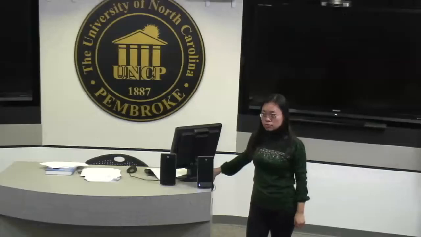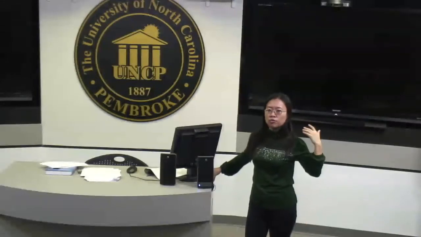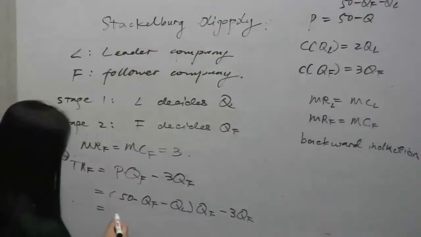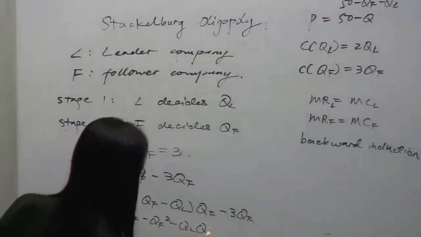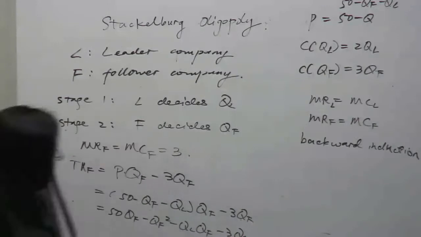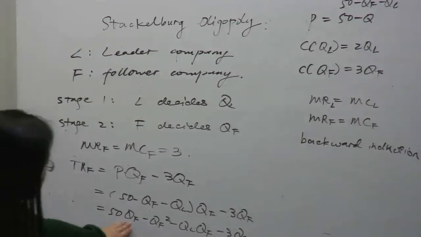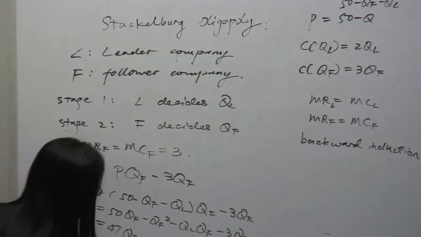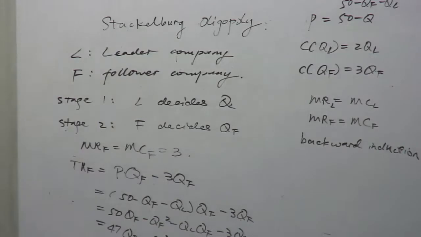Are you with me, Chase? Okay, cool. Because this part is technical, so I want you to follow me closely. Okay, so now we have that, we open the bracket: QL, QF minus 3QF. Let's see what the common terms are. QF is here, QF is right here, so 50 minus 3 would be 47 QF minus QF squared minus QL QF.